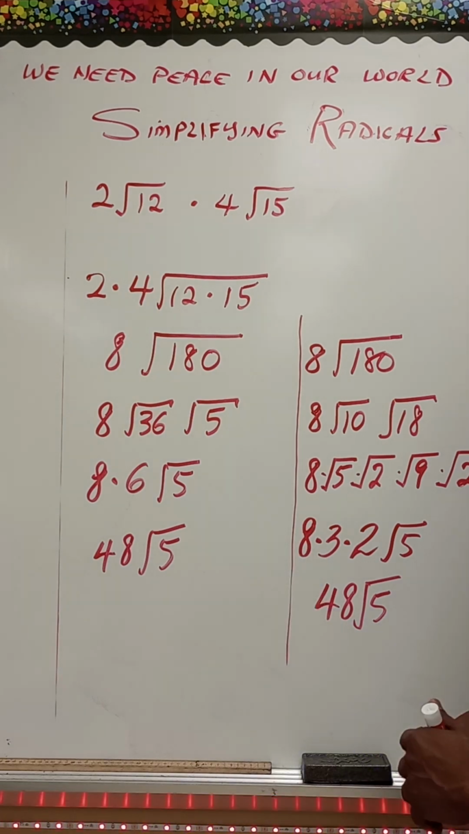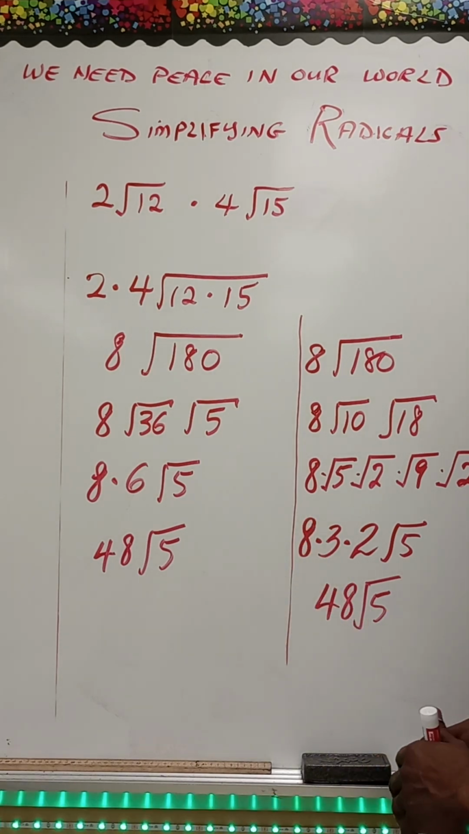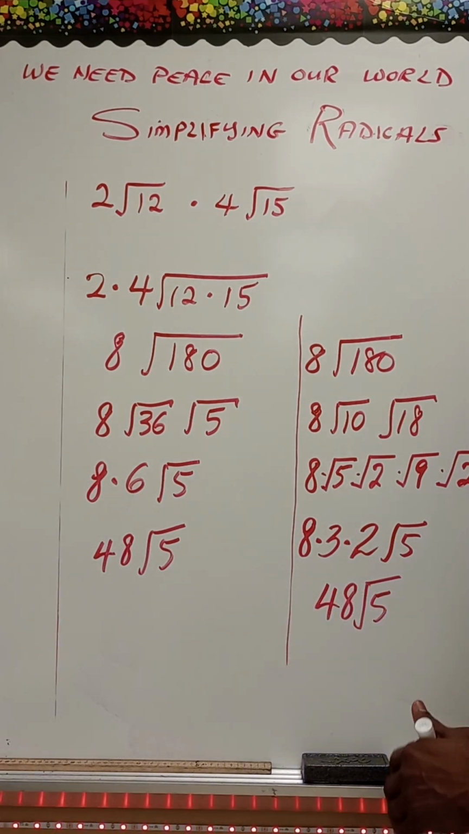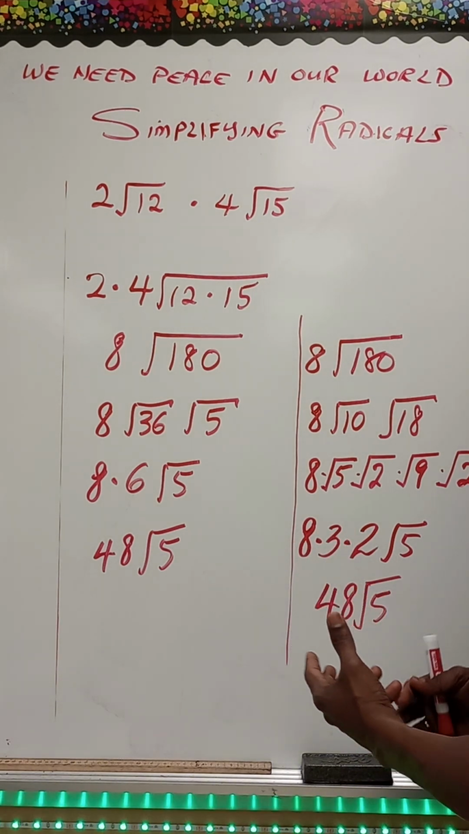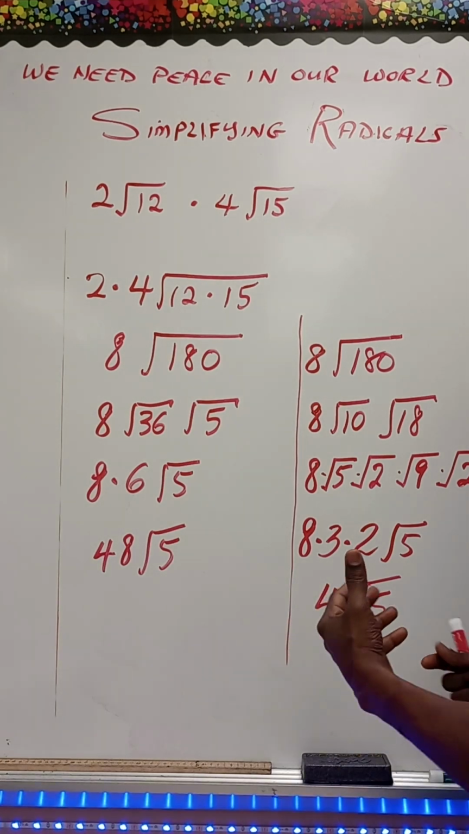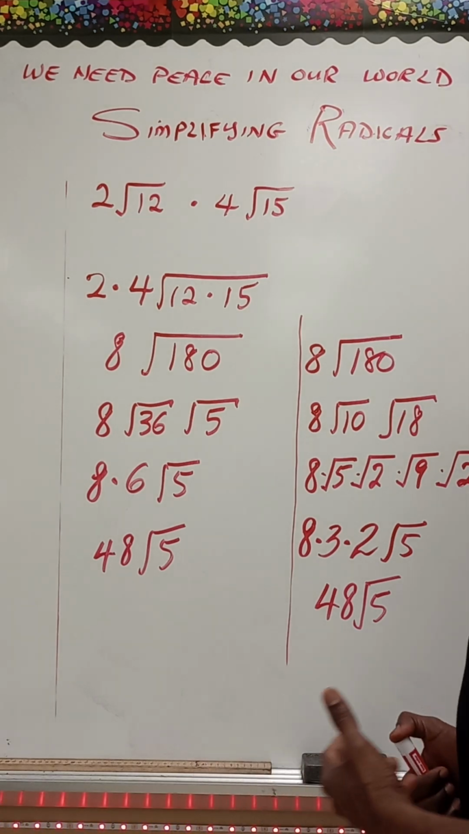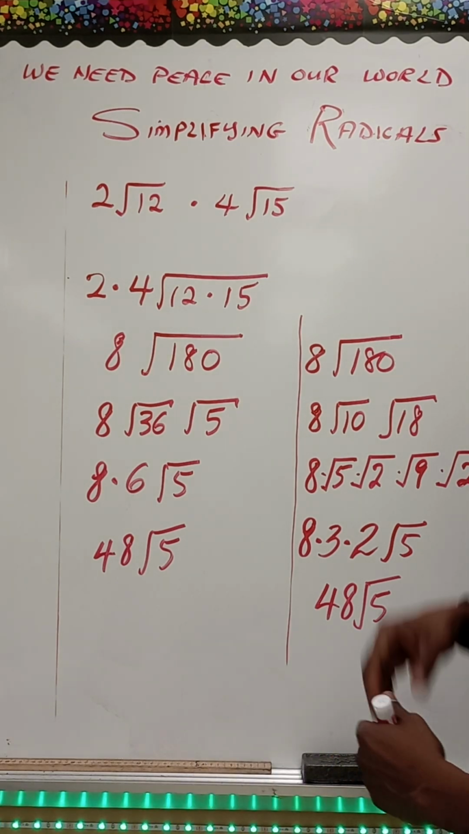It's the same thing happening here, right? This problem could be simplified two ways, three ways, four ways, all depending upon the pair of numbers that you choose. So this is the way in which you simplify radical expressions, especially of this type.